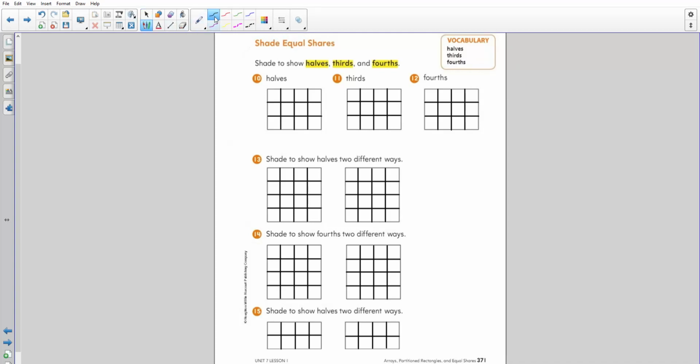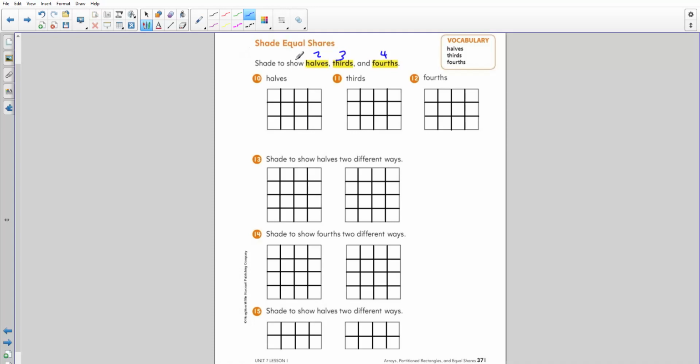So I'm going to go and pick one of my colors here. Oh, I'm going to pick my blue one. What we're going to do in this activity is shade to show halves, thirds, and fourths. Halves, remember, is 2. Go ahead and put 2 above there. Thirds, remember, is 3. And fourths, remember, is, that's right, 4. So I have to have a share that is like all other shares, but the number of shares is going to change depending on what I'm doing.